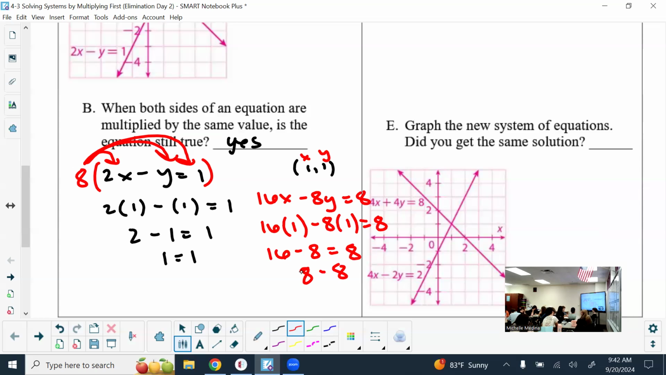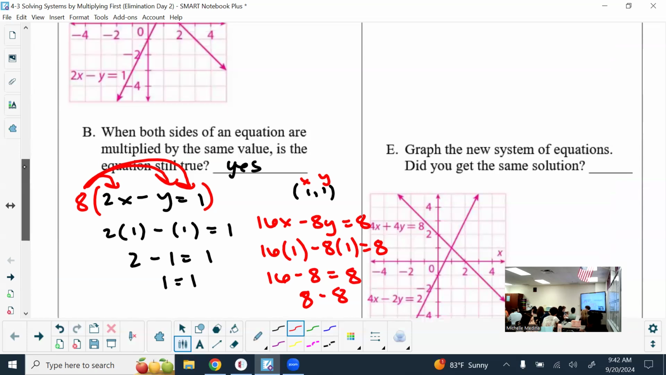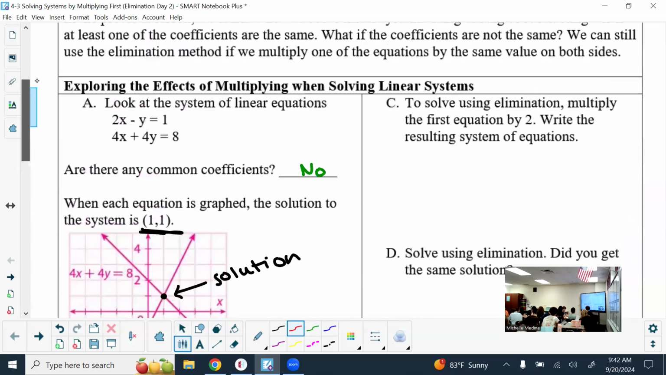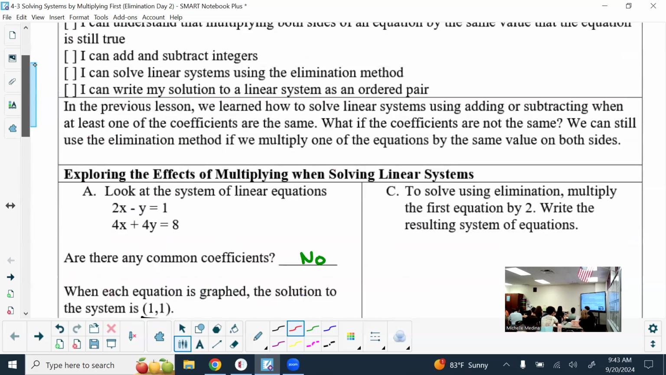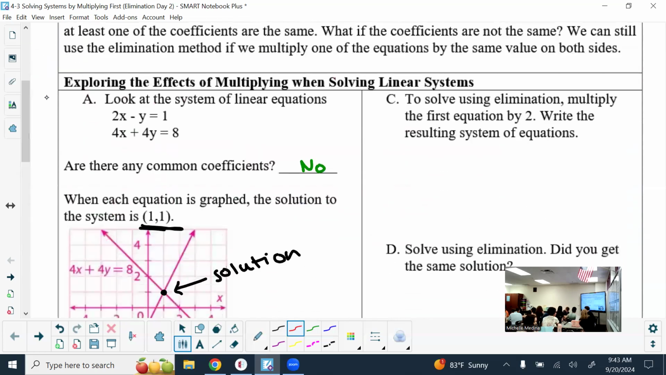Okay. Now, normally you don't pick random factors. Normally you pick a factor that will create a common coefficient. So I'm gonna scroll up. Sorry if you're a slow note taker. We'll come back to that, don't worry. But looking at our system, you have to think what would probably be easiest to do to create a common coefficient.